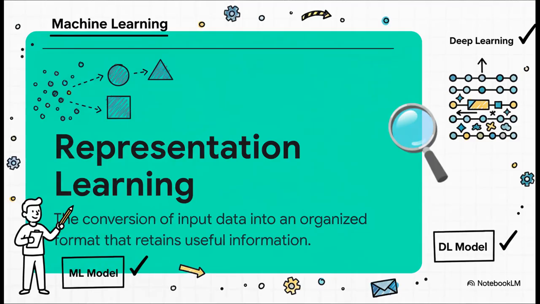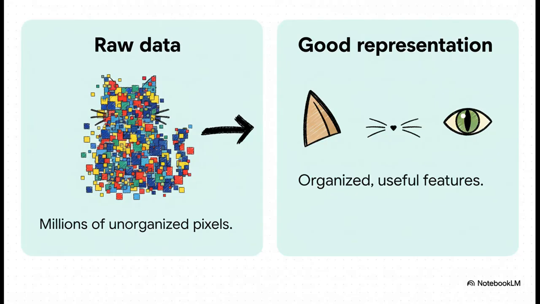To put it simply, representation learning is just the process of taking all this messy, raw data and automatically figuring out the best way to organize it. The whole point is to whip it into a shape that makes it way easier to spot patterns or make predictions. Think about it like this.